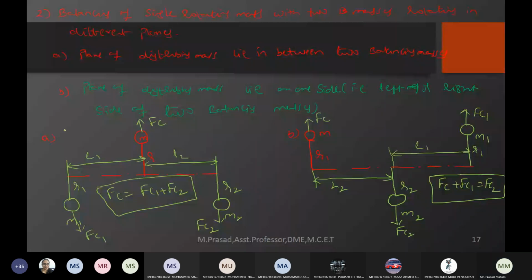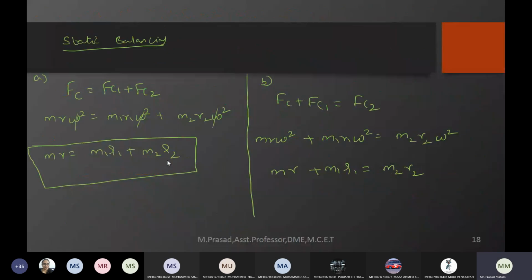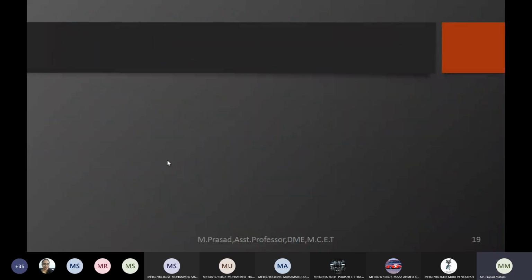Let me take this as plane A. Similarly, the disturbing mass is at plane B and this is at plane C. Similarly, for this also, my disturbing mass is at plane A. First balancing mass is at plane B. Second balancing mass is at plane C. You can see all the planes A, B, C, A, B, C. Now, up to now, this is the condition for the static balancing. Now let us go for the dynamic balancing.